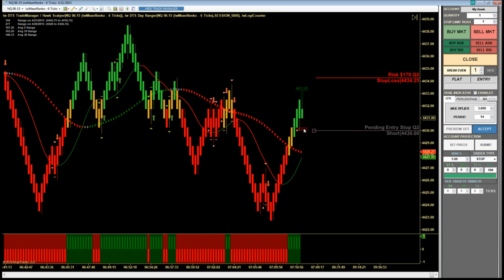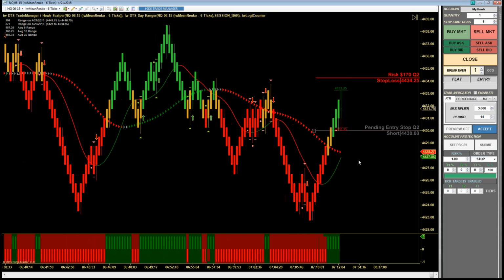Once again, I can anticipate where the hash mark is going to print. And I'm going to cover it above these swing highs here because it looks like that's where the market is reacting.